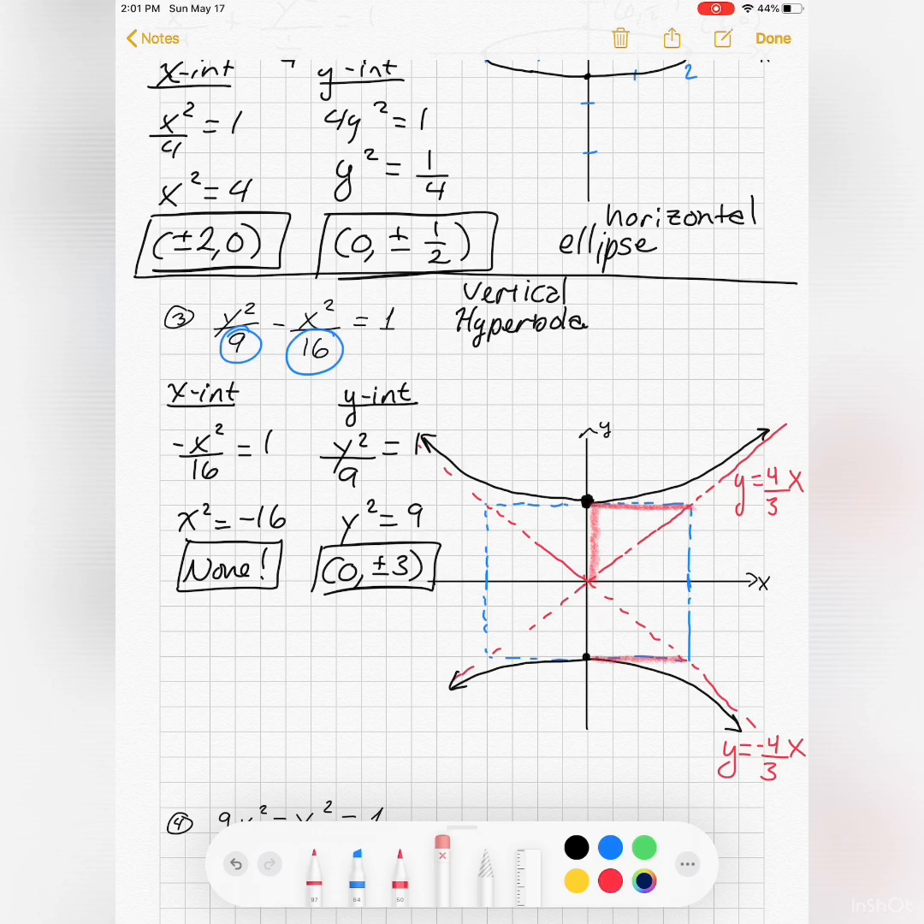Okay. So there are my asymptotes. If you wanted to write the asymptotes concisely, you could even write this.